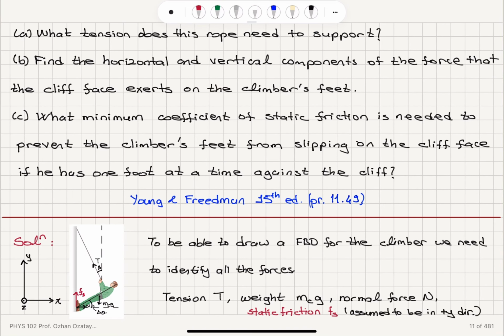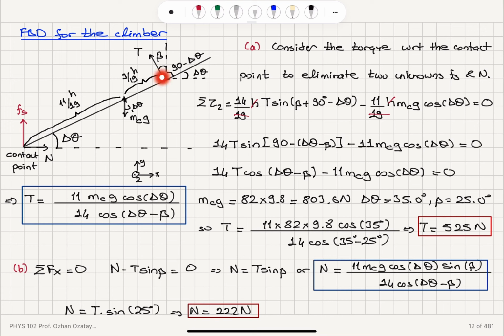The first thing I did was to calculate the torque with respect to the contact point to eliminate the effect of these two forces to find what tension is. First, I see the sense of rotation due to tension is counterclockwise, but due to the weight is clockwise, so they have the opposite sign. The net torque should be equal to 0.